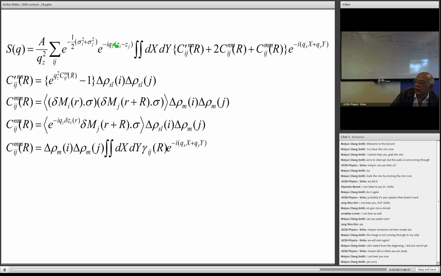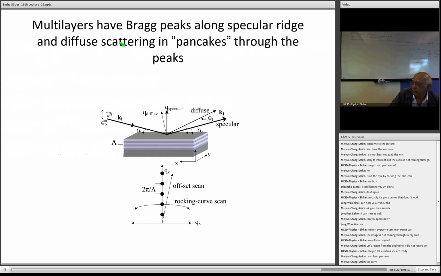And you can see that these phase factors will combine to give coherent constructive interference at Qz equal to the multilayer Bragg peaks, if these layers correspond to bilayers periodically repeated. So if I go to the next slide, you will get diffuse scattering, which is quite strong whenever Qz is equal to the Bragg peak. So you get streaks of diffuse scattering through the multilayer Bragg peaks, and that's an indication of correlated roughness.